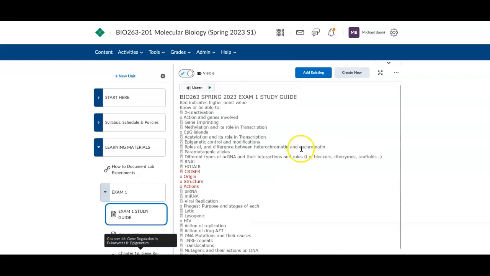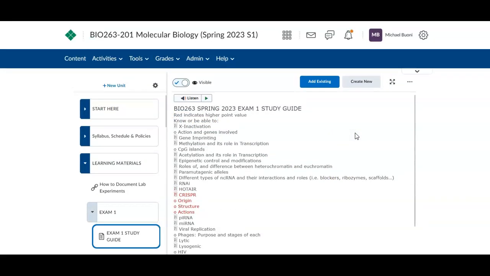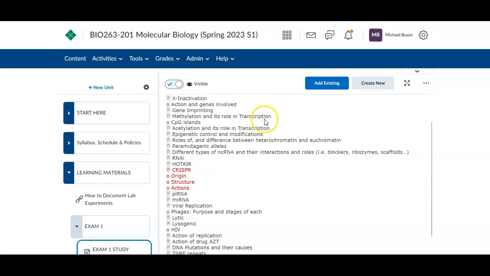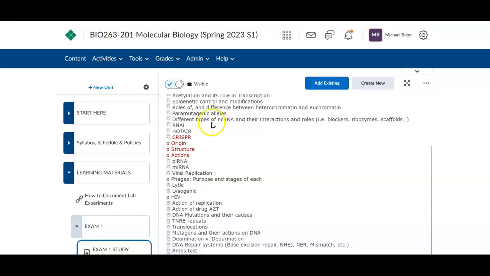I'm not going to go down the list of all these things, but just to give you an idea about which ones might have more or less points. There's a fair amount of questions on exon activation, and you definitely want to know the genes involved in that. We talked about a lot of this stuff in class. The biggest thing is acetylation and methylation, understanding how they relate to transcription and rates of transcription. The different types of non-coding RNA are really just definitions of them and what they do, nothing crazy, just generally what their roles would be.